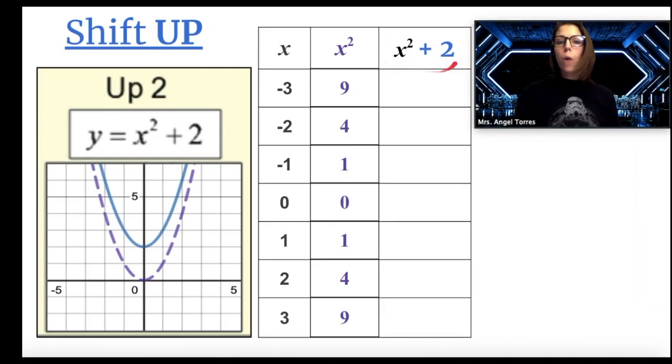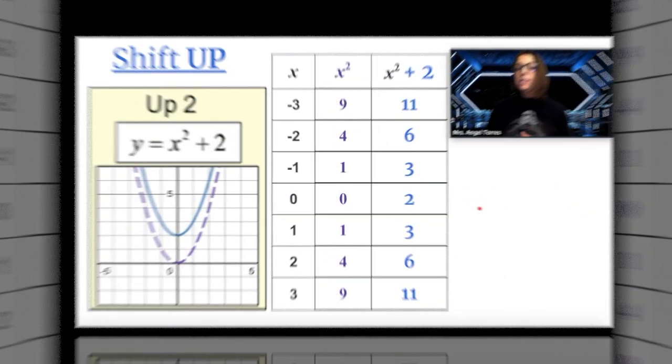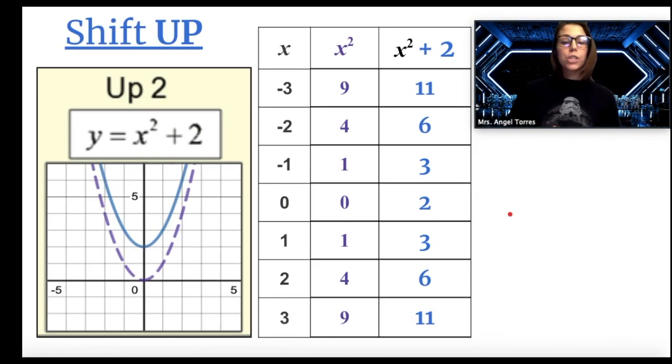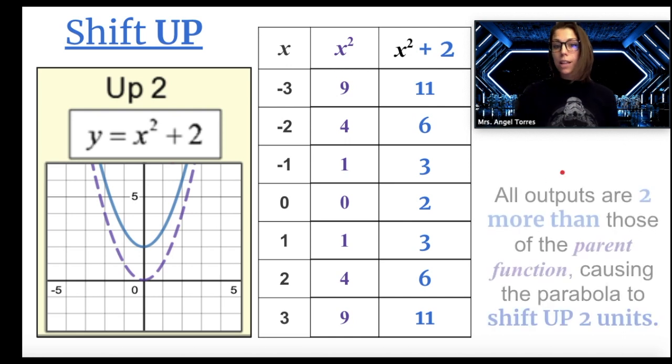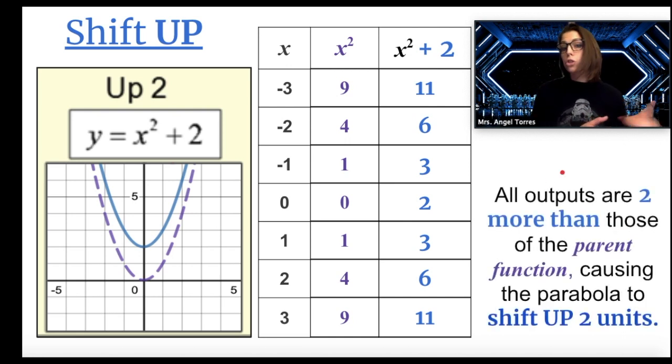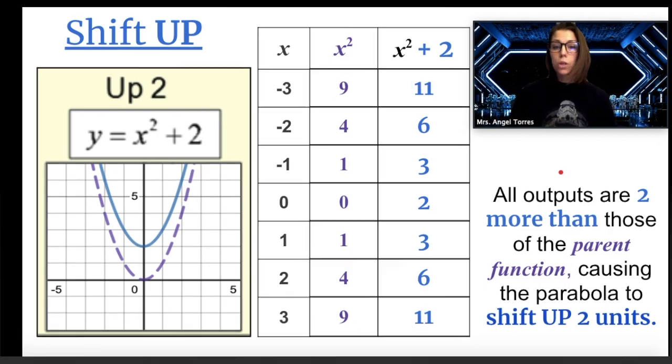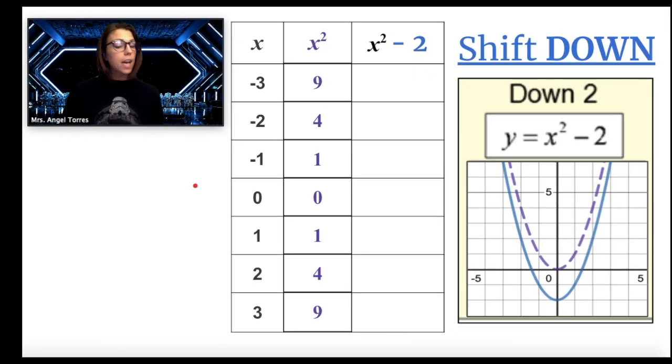So let's practice doing one of these vertical shifts. Here we have a function y equals x squared plus 2. Again, I already have the parent in there. Why don't you go ahead and fill in the rest of this table now? Simple as adding 2 to each of your outputs. What does it look like in the graph? Well, now that all your outputs are 2 more than the parent function, your parabola is going to shift up 2 units.